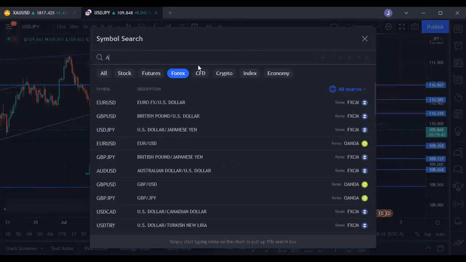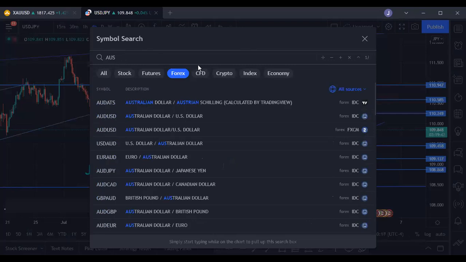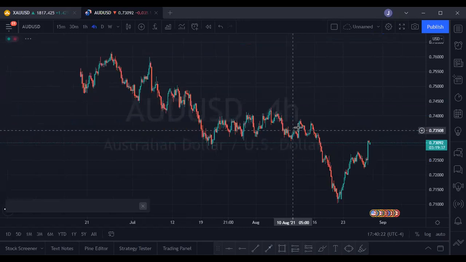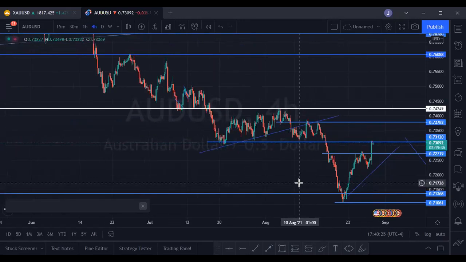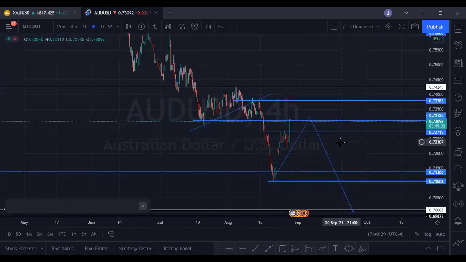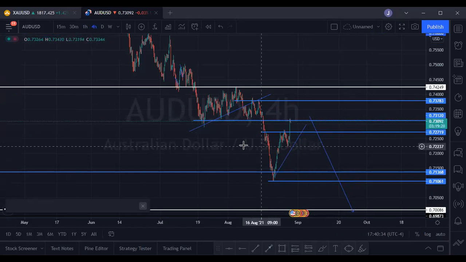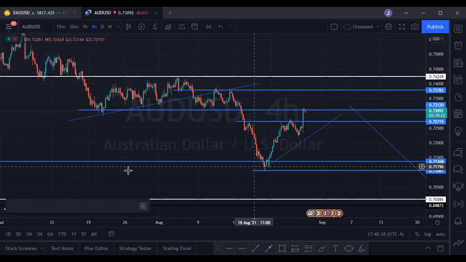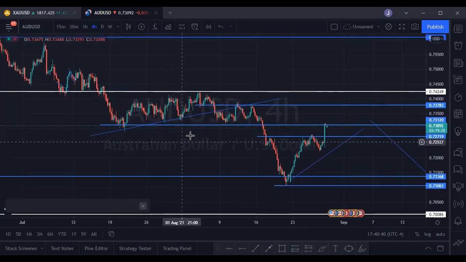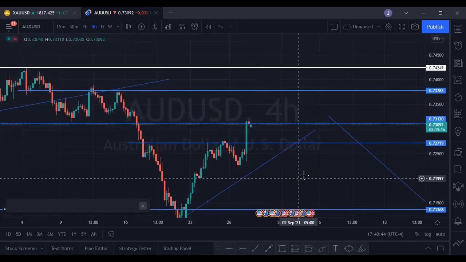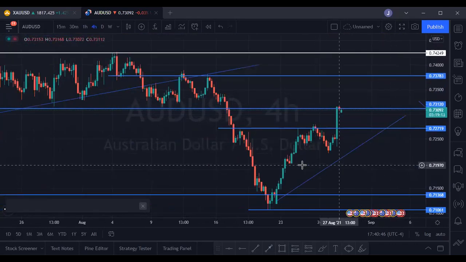AUD USD. On AUD USD, price has hit a support level that was broken on previous days, and now we'll be waiting for price action there to know if price will break that point. But for me, I am bullish on it.